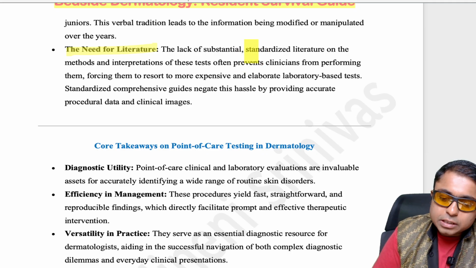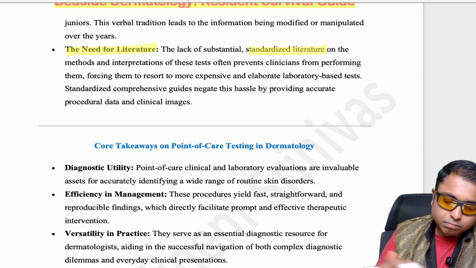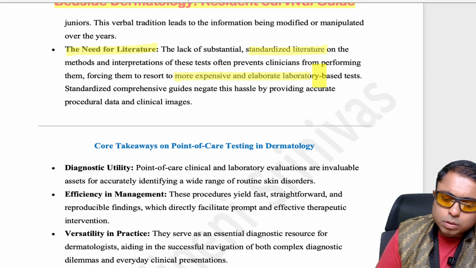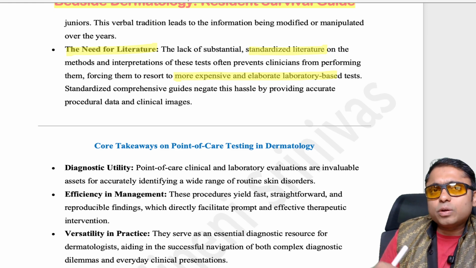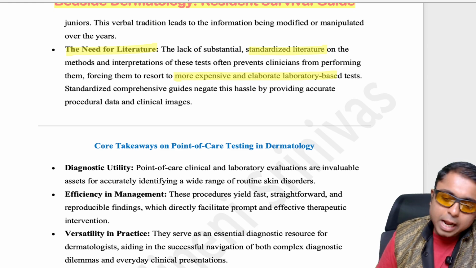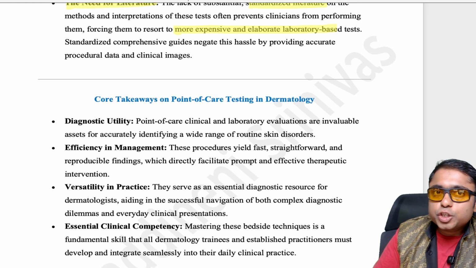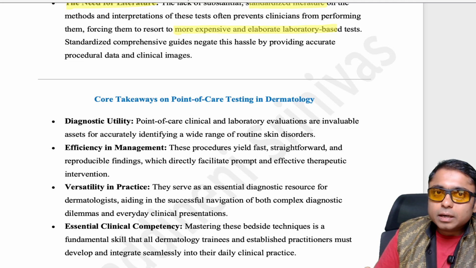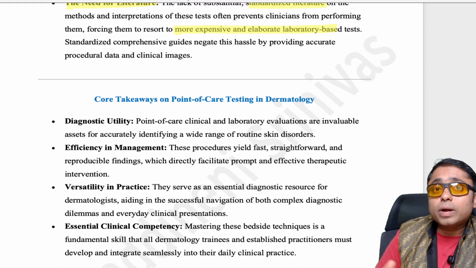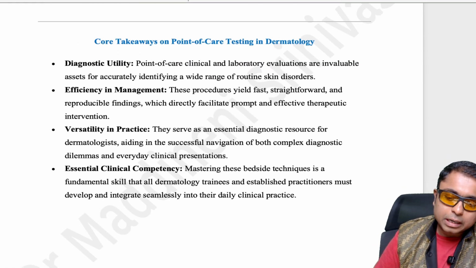So there is a need for this literature. The lack of substantial standardized literature on the methods and interpretation might prevent clinicians from performing them, forcing them to resort to more expensive and elaborate laboratory testing, right? So these videos, this course is going to help you to get that literature in a proper order, so that you can read that, you can watch these videos, and you can actually perform these on the patients.